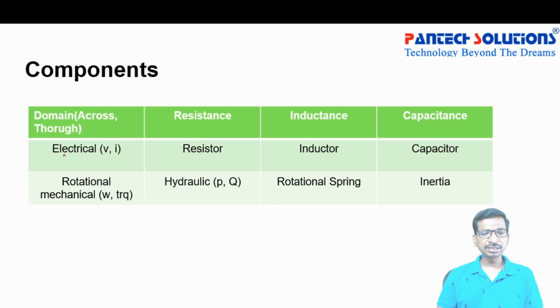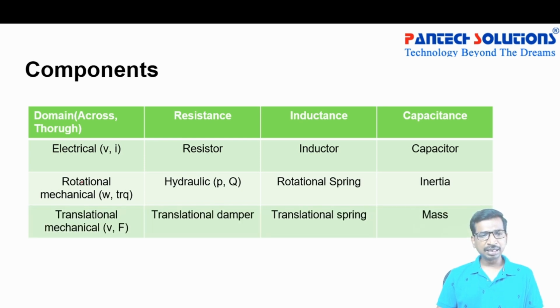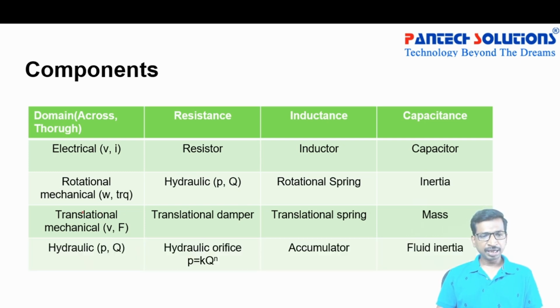Similarly, in the rotational mechanical domain, there are rotational spring, inertia, and damper. These are all the basic components to vary these parameters. And in the translational mechanical domain, again the damper, translational spring, and mass. So these are all the components to change the variables. And similarly in hydraulic and also in thermal.